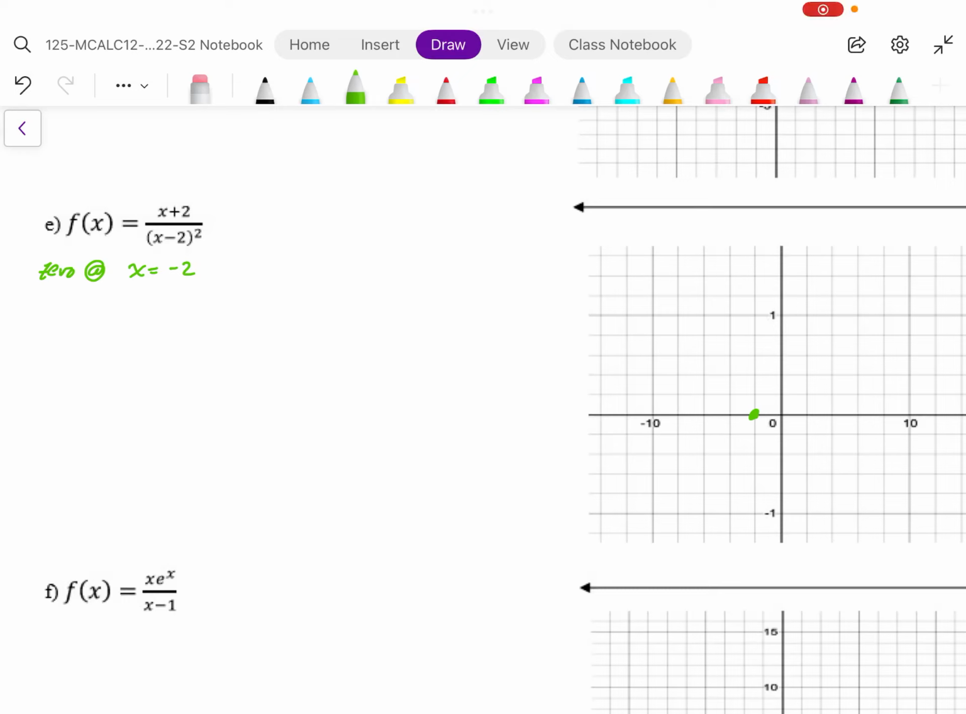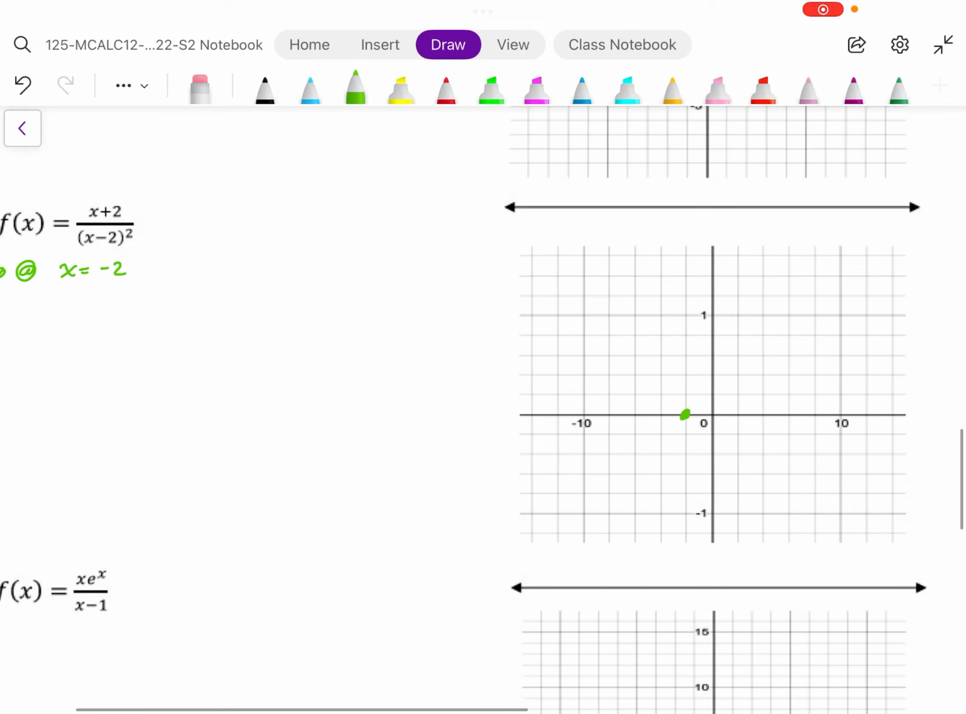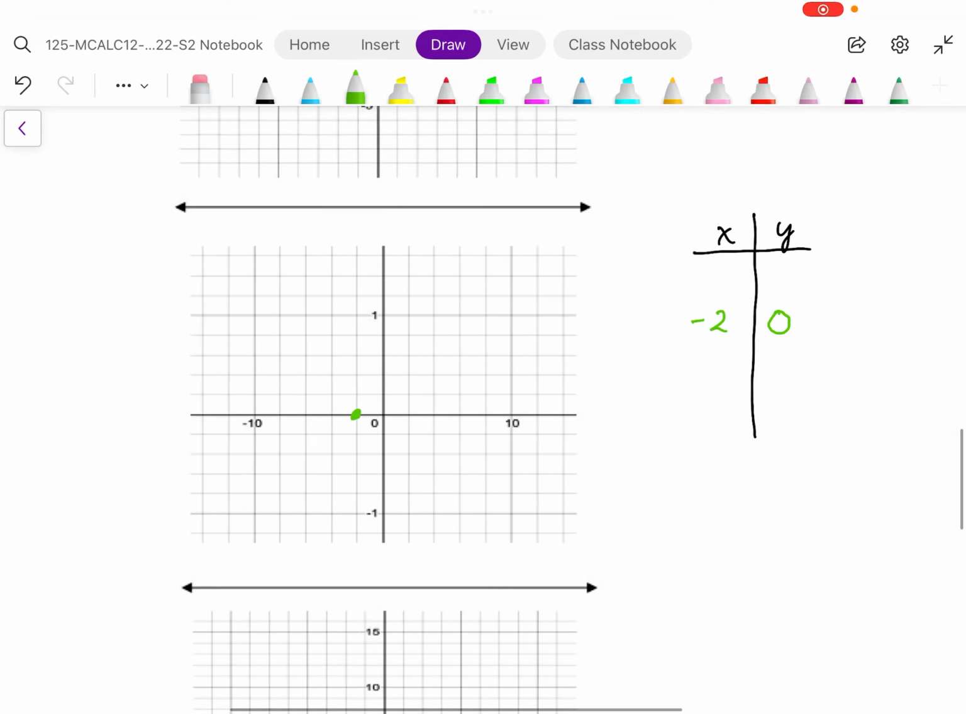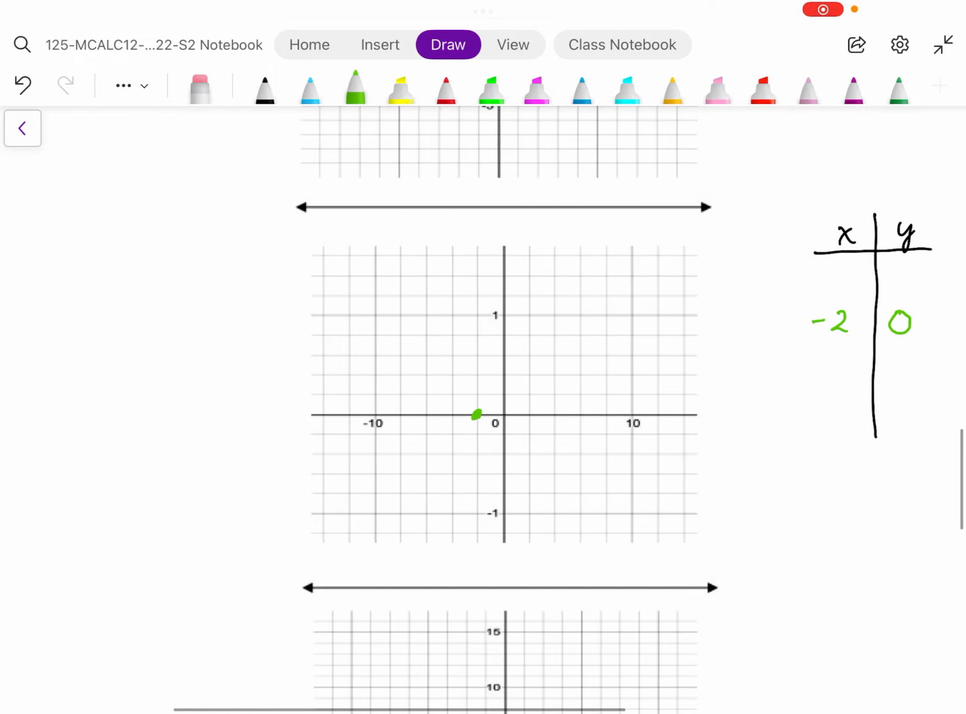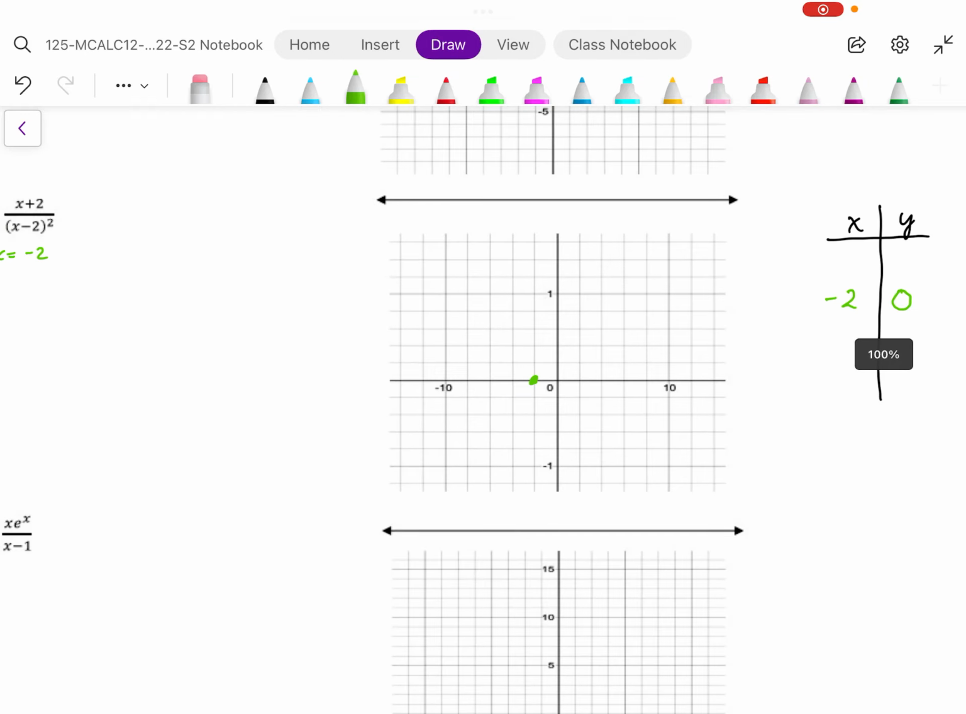Graphing f of x equals (x plus 2) over (x minus 2) all squared. We're first going to start off with a 0. So looking at the numerator, we have a 0 at x equals negative 2. I've plotted that on my graph, and I've also put that in the table. This table is just for me to keep track of all the different pieces I'm going to have for this graph.